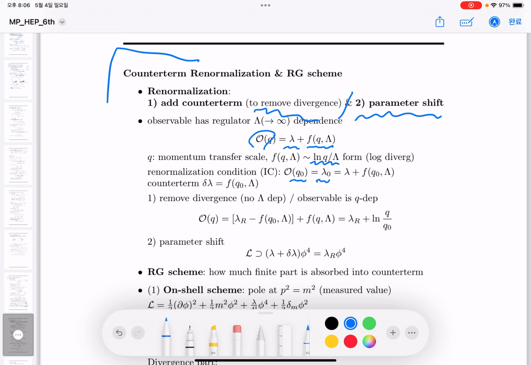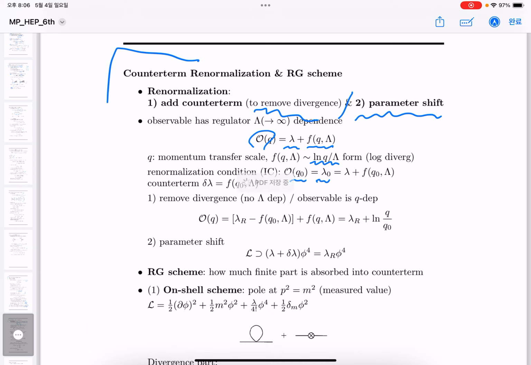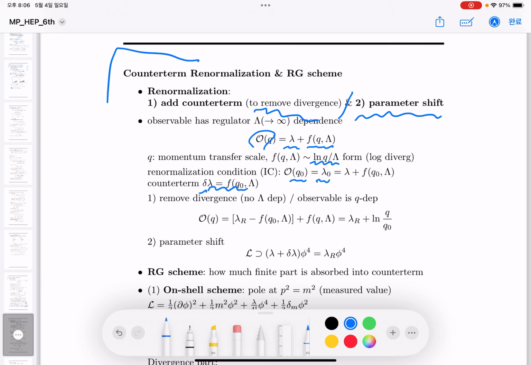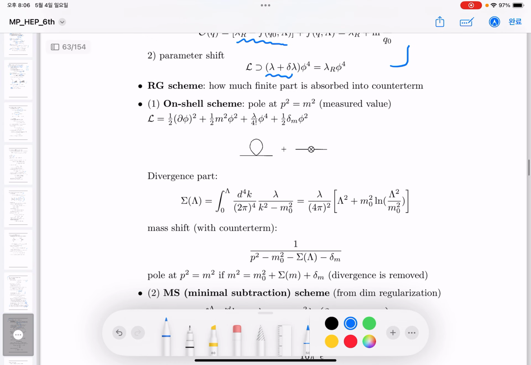And to remove the divergence, we can add the counterterm delta lambda. Then such a lambda term can be rewritten by the renormalization condition, and this gives also the parameter shifts and the cancellation of the divergence by adding the counterterm. And there are several possible schemes for how much of the finite part is absorbed in the counterterms, so that the divergence part exactly cancels out.